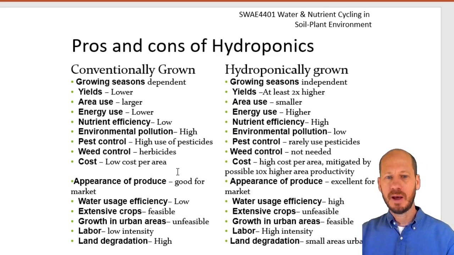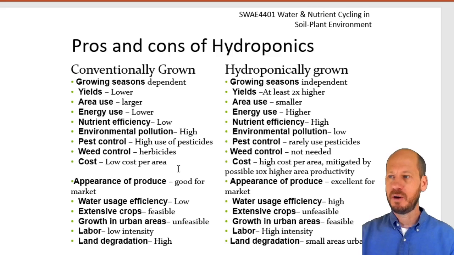The cost per area in conventional farming is low compared to hydroponics. So you need to have high value cash crops here. Although the cost per area is very high, you are mitigated by the productivity that can sometimes be even 10 times higher. So depending on what you're doing and how easy it is to do your hydroponics, commercial hydroponic systems are the way to go and the better way of producing these types of crops.